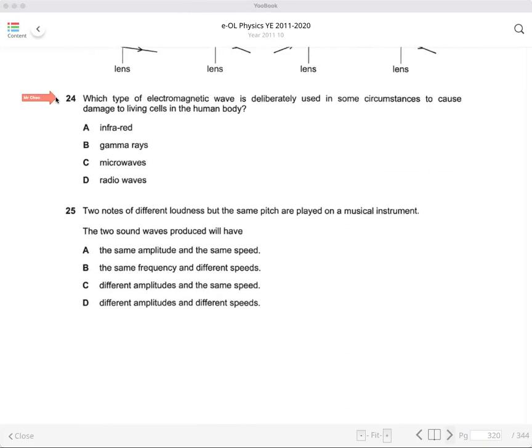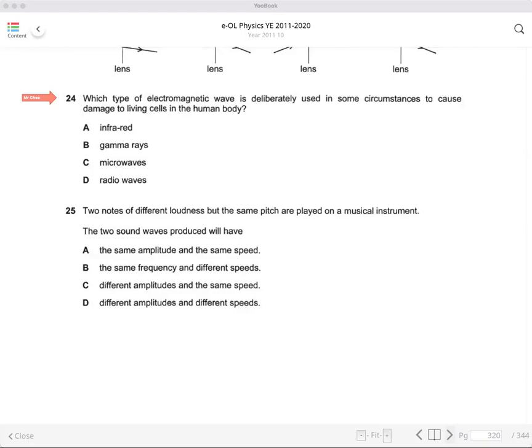Yiting, well done. Yiting, have you done this paper before? Oscar, very good. Ray, very good. Chelsea, well done. Ryan, well done. Okay, everybody got this correct.